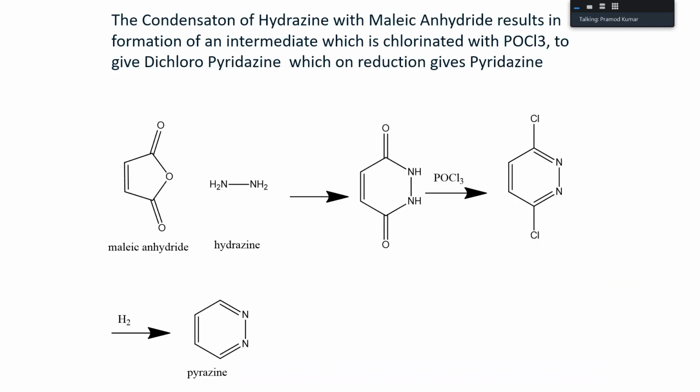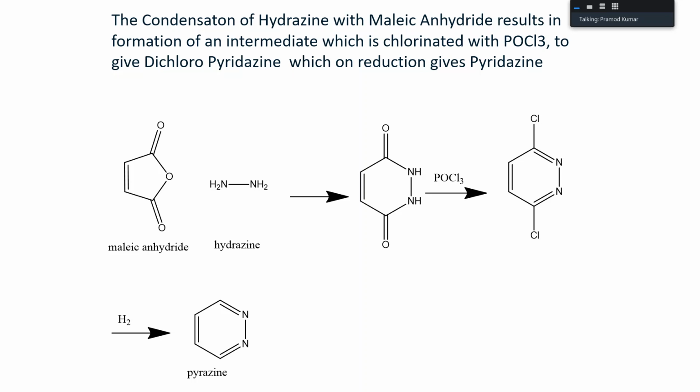Next is maleic anhydride. Similarly, ring opening, then you get a 3,6-dioxo compound, which on treatment with POCl3 undergoes chlorination, giving dichloropyridazine, which on reaction with hydrogen, that is reduction, will give you pyridazine. So this is a common method.